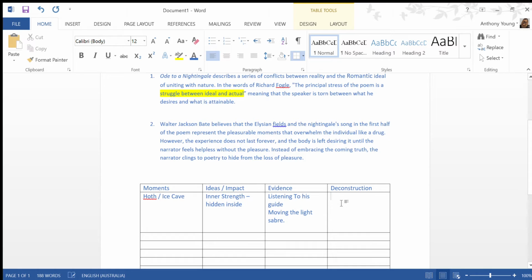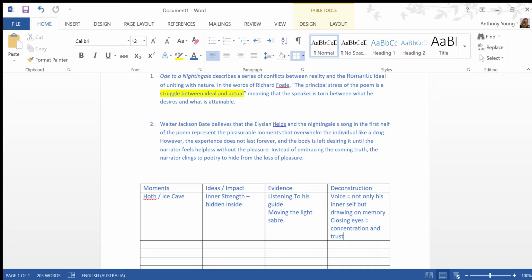In my deconstruction, what I would note here, and it's a bit easier for you because you're going to be handwriting, not typing, so I just draw a little arrow across. I would make some note here about what I'm going to do with that piece of evidence. So listening to the guide, I'm going to talk about the fact that the voiceover equals not only his inner self, but drawing on memory, right? And then moving the lightsaber, I'm going to talk about closing eyes equals concentration and trust, right? Whatever it might be. So those sorts of notes are what I'm going to make for each paragraph.